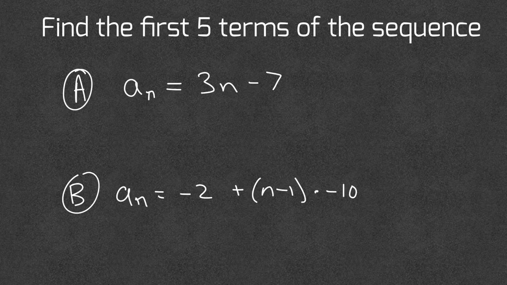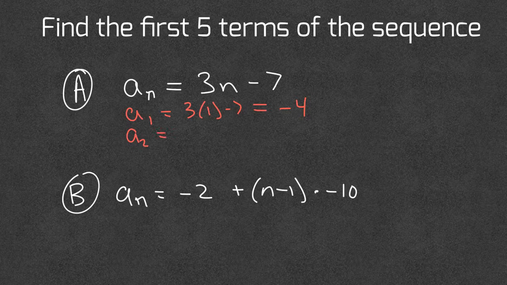First, find the first 5 terms of the sequence. I'm giving you the formula for the sequence. In problem A, it says a sub n equals 3n minus 7. If I want to find the first term, I say a sub 1 equals 3 times 1 minus 7. Then I do the math. 3 times 1 is 3, minus 7 is negative 4.